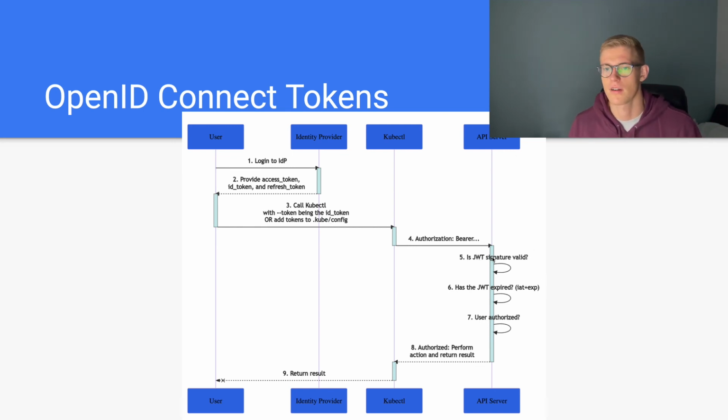At the API server, this is where we validate the token to ensure identity. So we check, is the signature valid? Is the JWT expired? Is the user authorized? So at that point, we're asking whether the user can actually perform whatever action they've requested in the request that they've sent. If the user is authenticated, we'll perform the action and then return the result. That will come back to kubectl, and it'll be output to our terminal, and we will see whether our request has been successful or if it has failed.